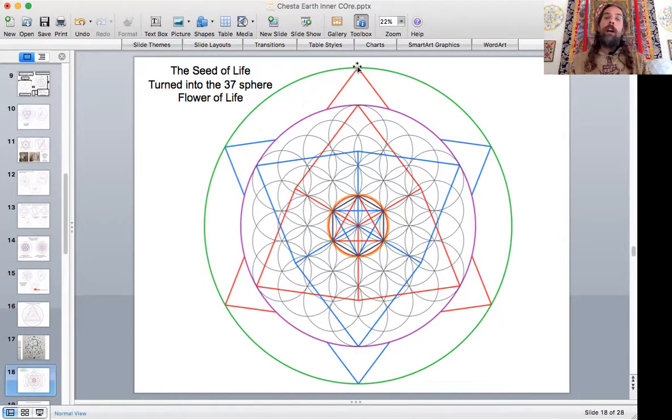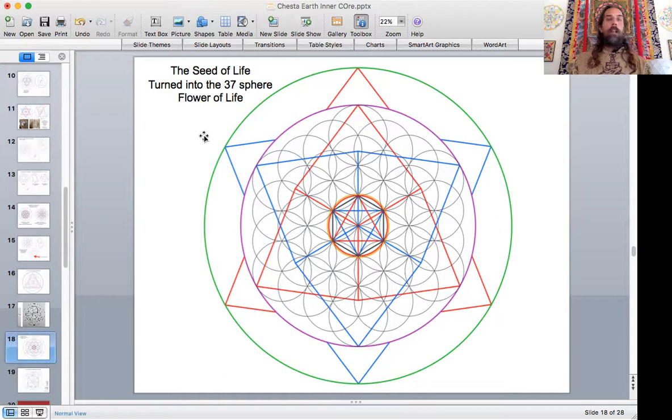So we've got, on the outside edge here, the big circle that creates the Earth once again. And then we've got the chestahedron that would be in the Earth, and we've got the core. Another way we can draw this is with just these 37 one-inch circles that create the 37 circle flower of life. It should be 37 circles rather than spheres.